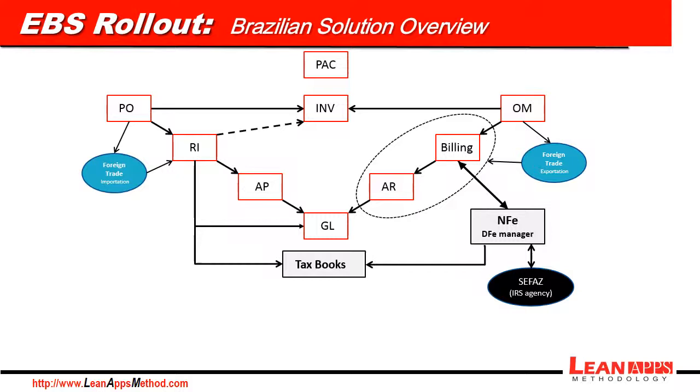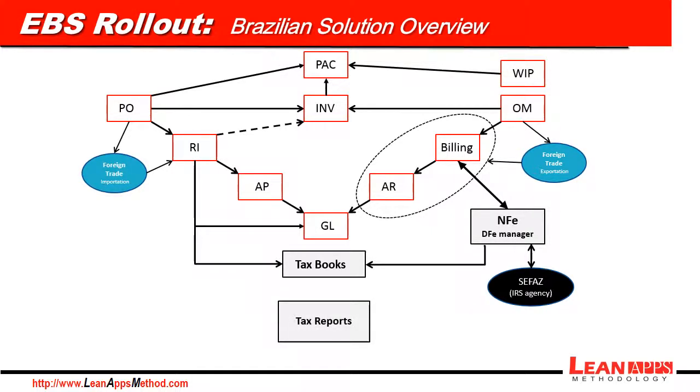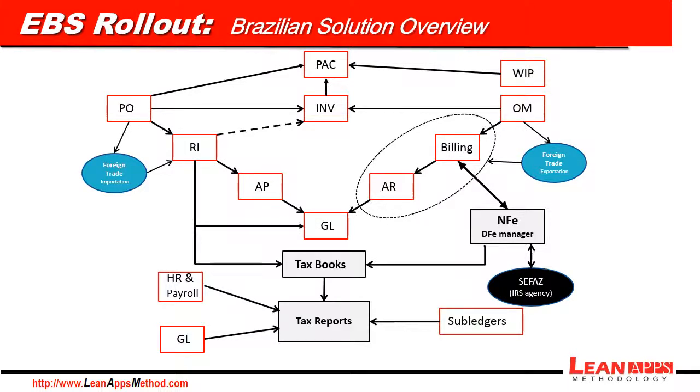Periodic average costing is updated upon goods purchases, inventory transfers between organizations that belong to different costing groups, and work in process resource. The cost, however, is only updated once a month after executing several concurrent processes. Tax solution also has several legal reports that the government requires. The info comes from tax books, HR and payroll, GL, and several Oracle subledgers.